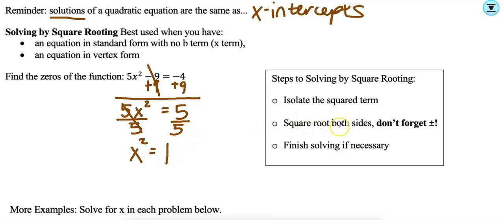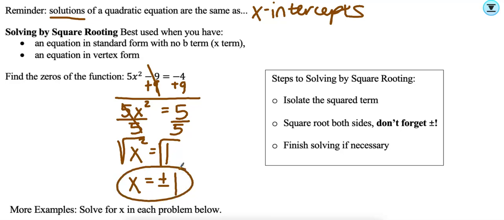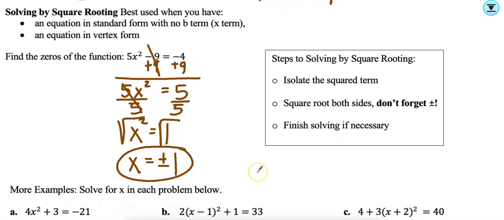Now I need to square root both sides because the opposite of a squared is a square root. The squared and the square root cancel each other out, leaving you with an x. The square root of 1 is 1, because 1 times 1 is 1. So the answer is plus or minus 1. Anytime you're square rooting, you will put the plus or minus symbol. All that means is x is equal to positive 1 and x is equal to negative 1. So I've got those two solutions to your problem. Let's try some more.